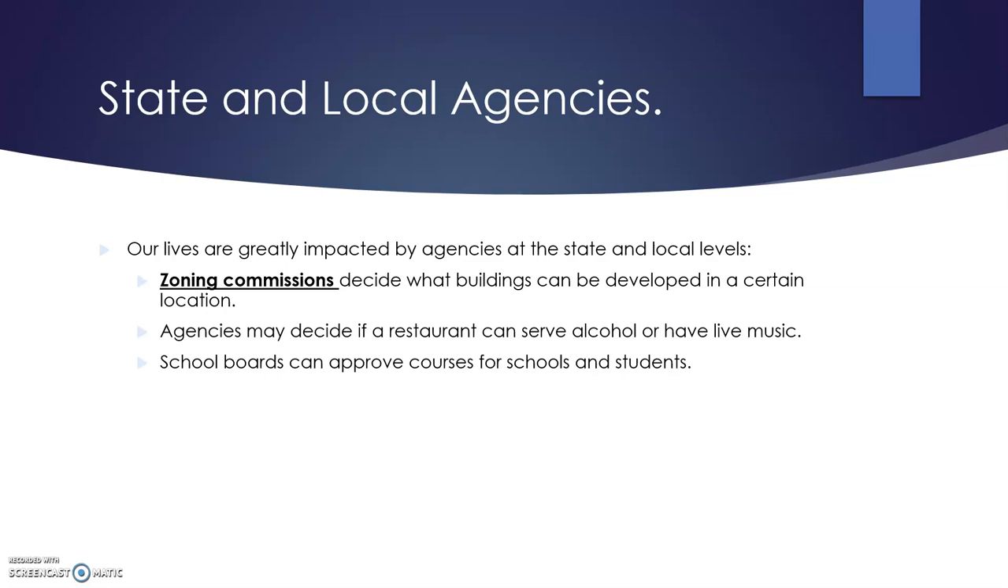Agencies may decide if a restaurant can serve alcohol or can have live music. School boards can approve courses for schools and students. So these are all examples of agencies at the state and local levels that impact us.